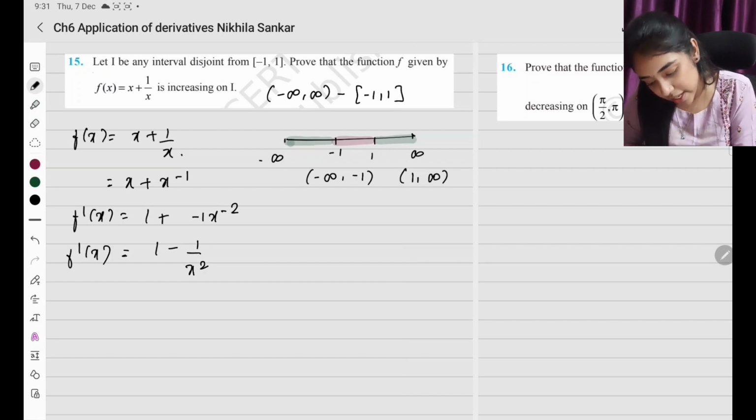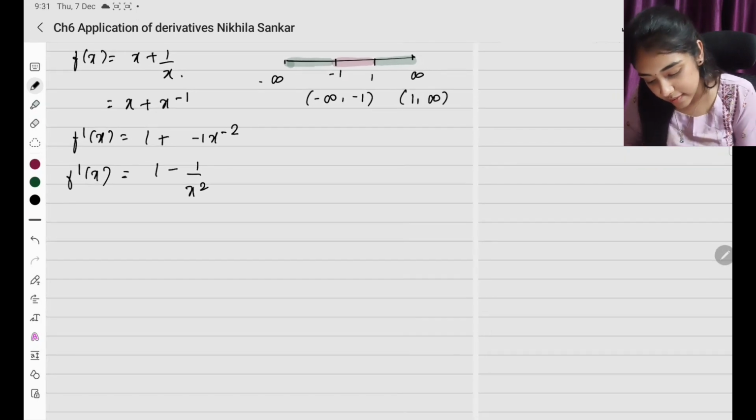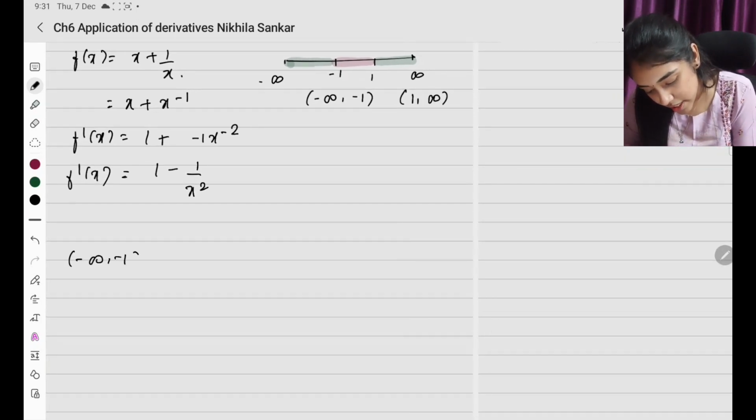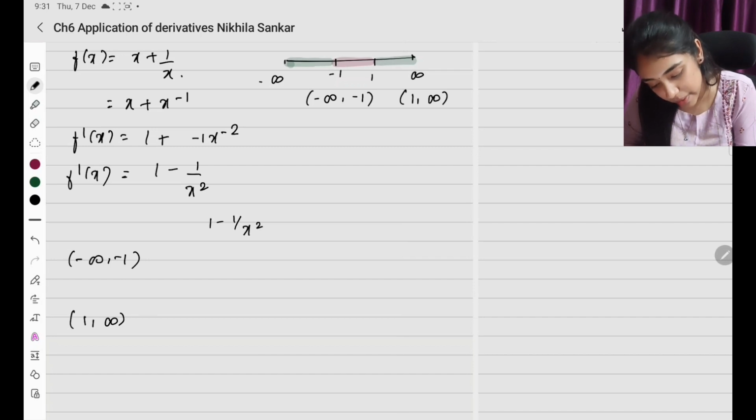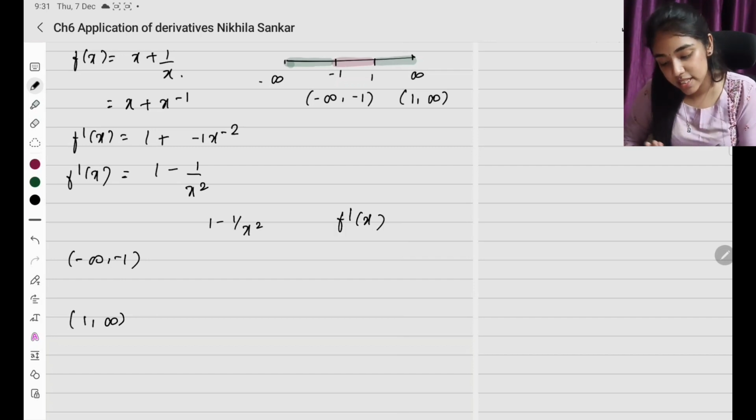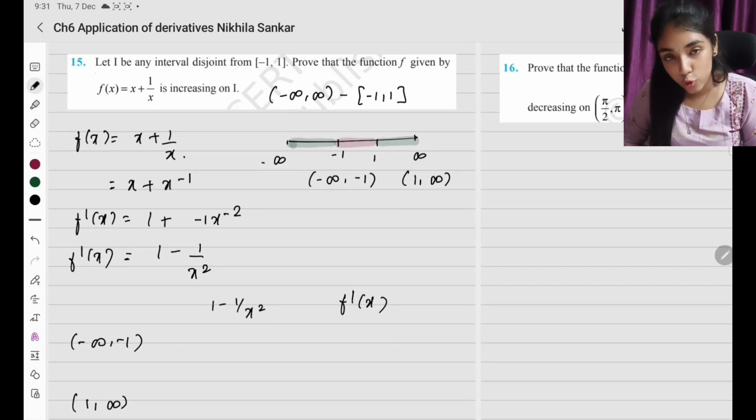This is my f dash of x. Now in the intervals, I have minus infinity to minus 1 and 1 to infinity, and the function is going to be 1 minus 1 by x square. I need to check whether it is increasing.